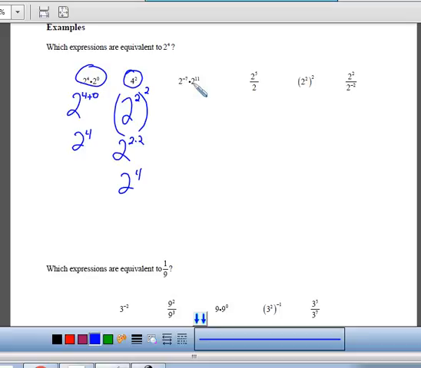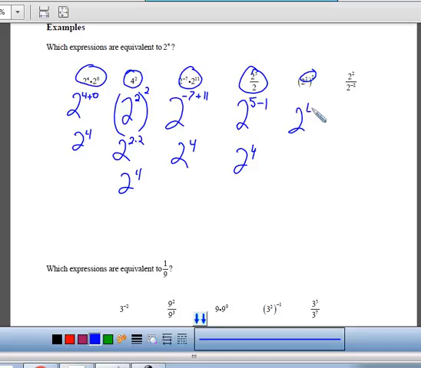2 to the negative 7 times 2 to the 11. So, since we're multiplying, same base, add the exponents. Negative 7 plus 11, 2 to the 4th. This one works. 2 to the 5th over 2. Well, that's the same as 2 to the 5th minus 1, which is 2 to the 4th. This one works. Oh, look at that. That's the same as the second example that we did earlier. Multiply those, you get 2 to the 4th.